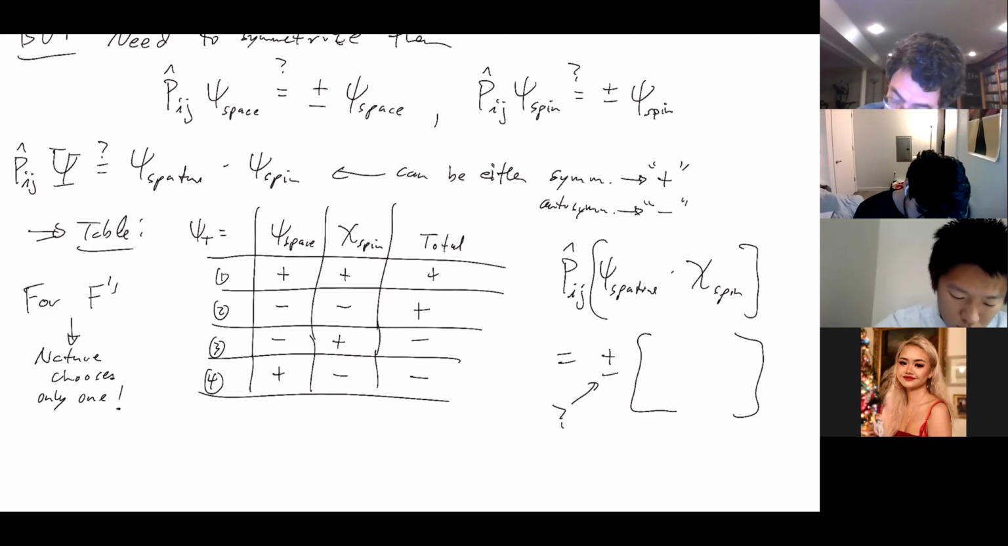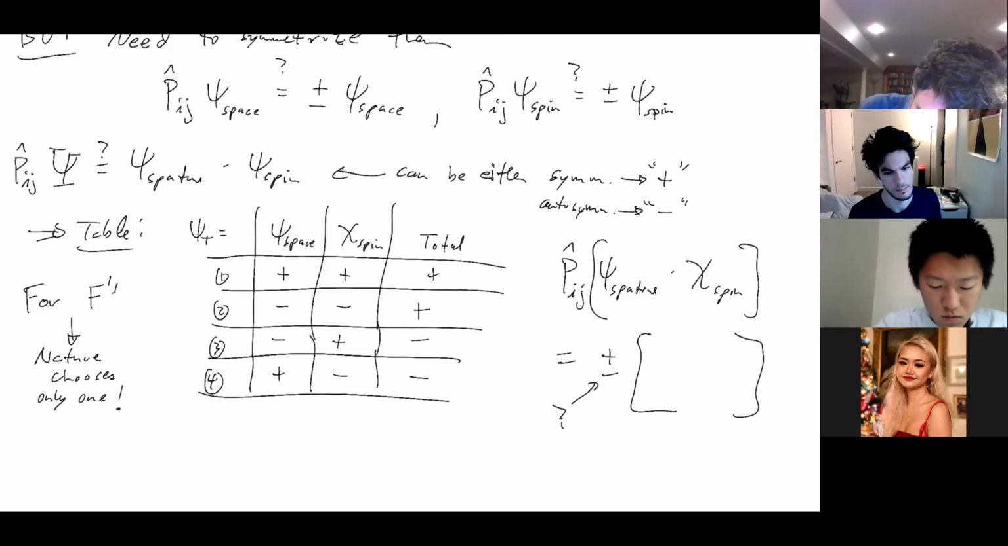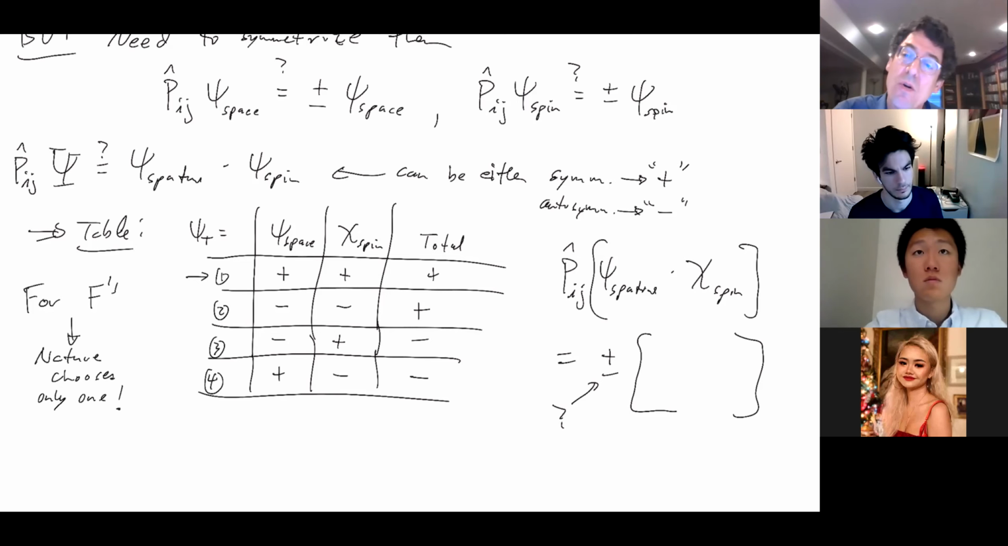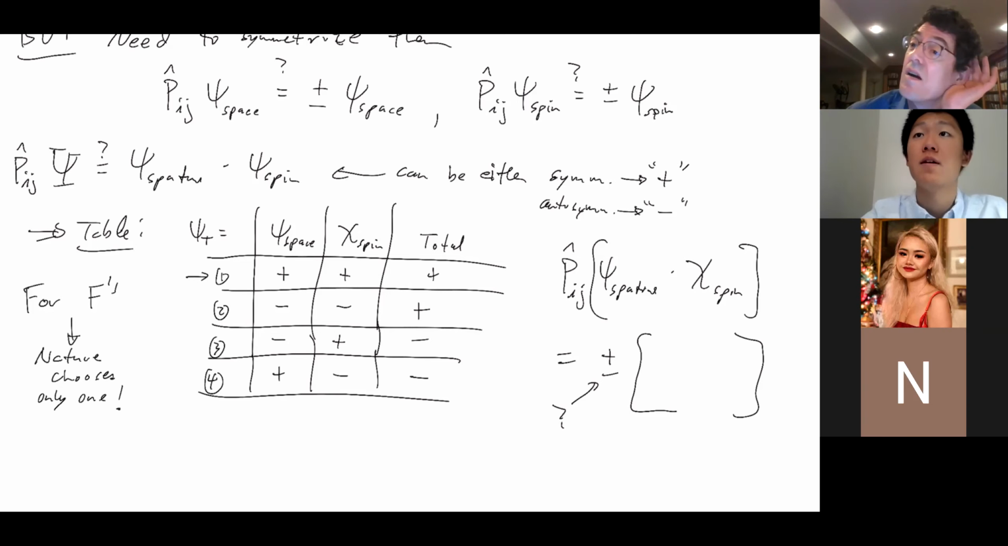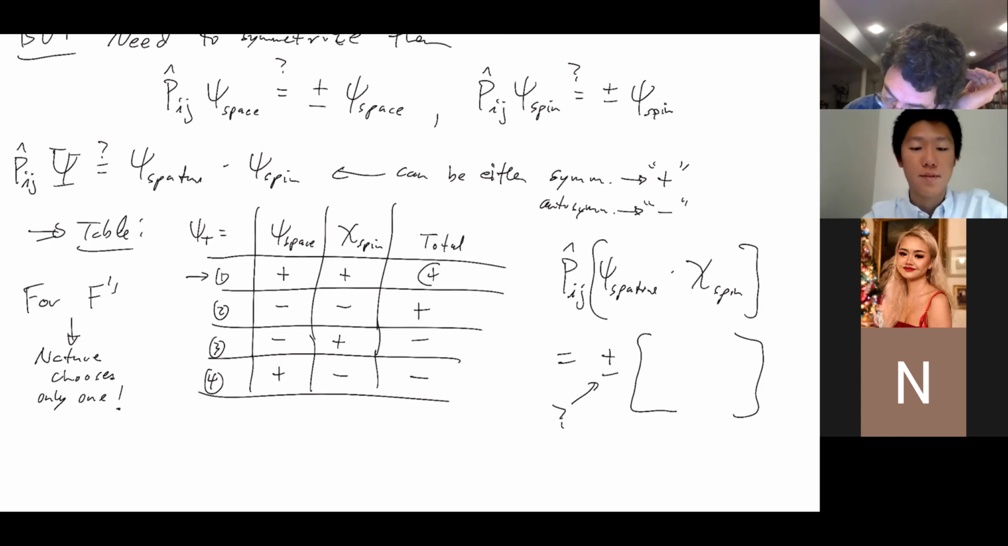So I'll ask you, can it be number 1? Could nature choose case number 1? Yes or no? Why? No. And why? Since fermions need to be antisymmetric. And is this one antisymmetric? No. That's right, because it's the total that matters. It's the total symmetry, and the total symmetry here is plus.